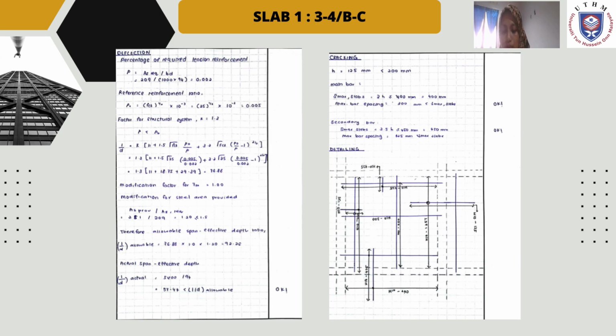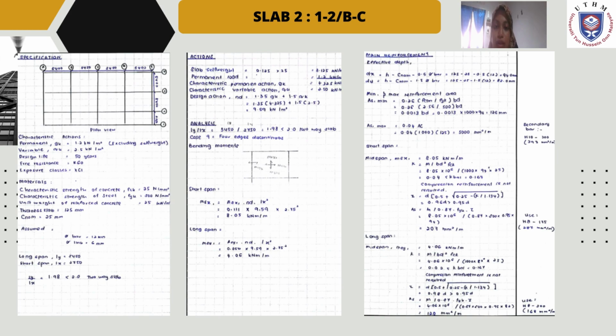And next, our last calculation for slab 1 is cracking. For cracking, we use our main bar, and the secondary bar is also acceptable, and the picture also shows our detailing for this calculation. So next is our slab 2 calculation, which is located at 1, 2, and at BC slab.